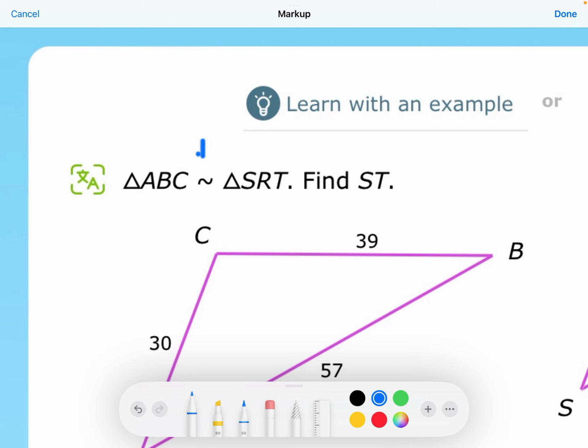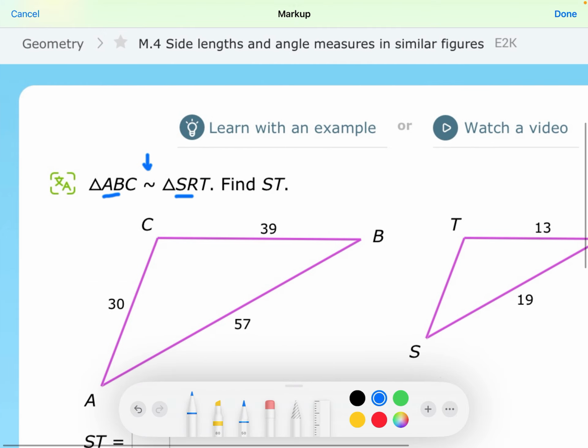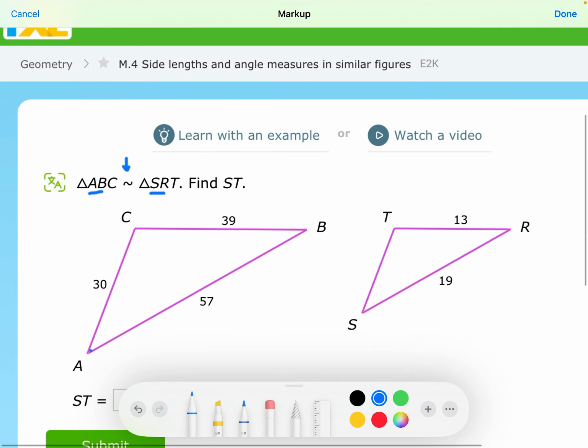Also, as a little side note, if they do just one squiggly line, that means similar, okay? So they told you they're similar, and now we're going to take advantage of the fact that it says, well, AB should correspond to SR since they both start there. So I'm going to go ahead and mark that with the same color.